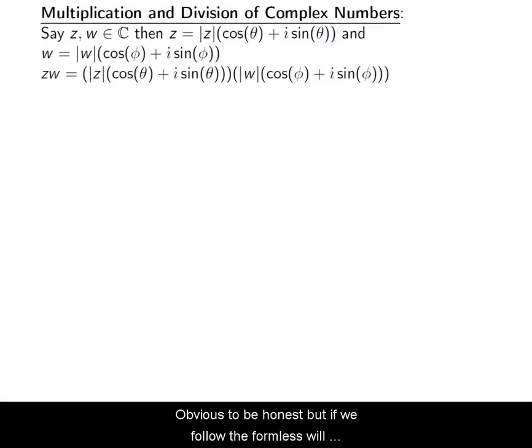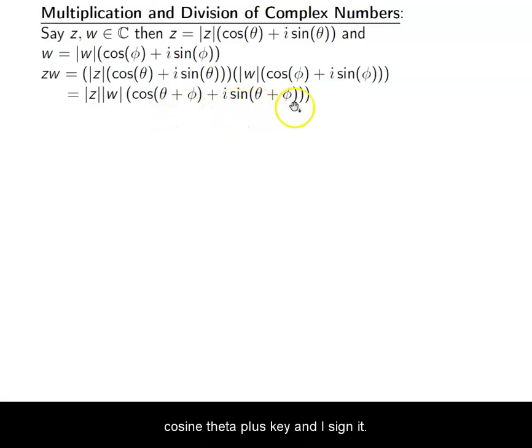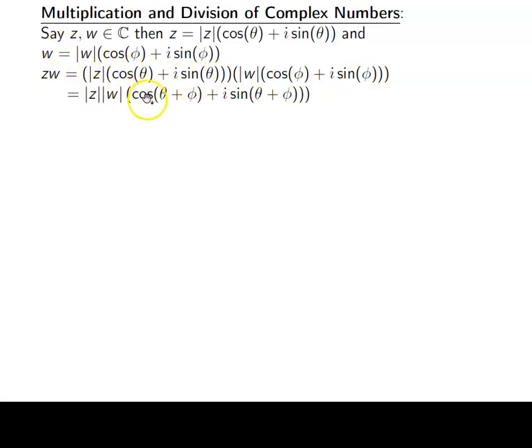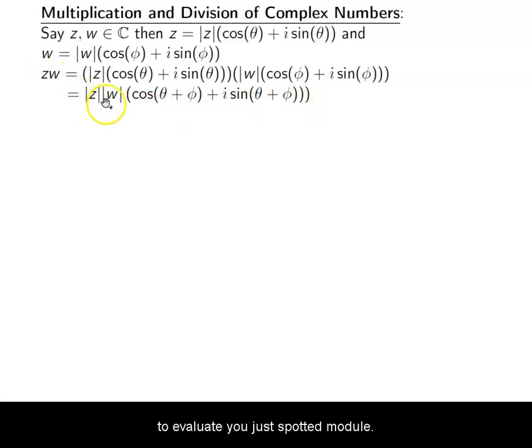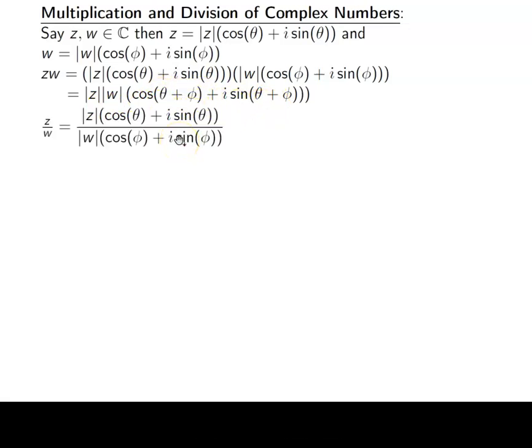But if we follow the formulas, we'll come down to something that simplifies to the form of just cosine of theta plus phi and i sine of theta plus phi. So instead of expanding this out and simplifying and things like that, like we would do with the regular complex forms, it actually simplifies to adding their angles together inside of the cosine and adding them together inside of the sine. So this becomes much, much easier to evaluate. You just multiply their moduli and then take the cosine and sine of one single angle that is the sum of the two individual angles. Okay.